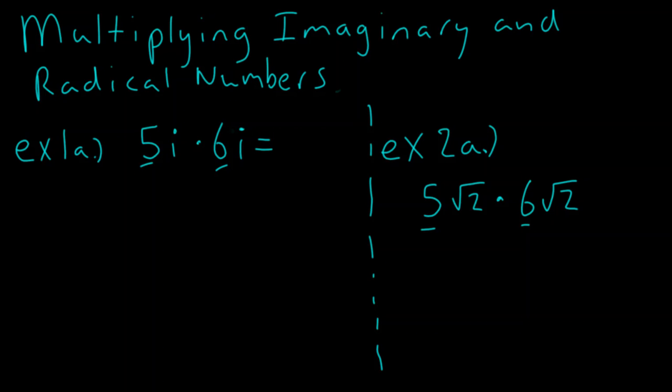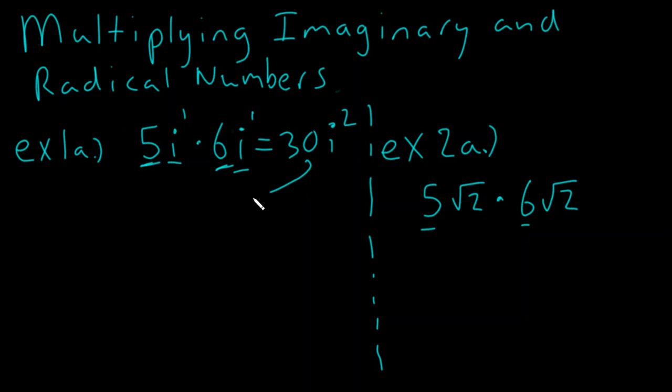And with all things, I want you to really break this down into parts. So for example, what is 5 times 6? Well, that's 30. And what is i times i? Well guys, notice i has an exponent of 1, i has an exponent of 1, and when we multiply these things together, we add their exponents. So i times i becomes i squared, much like x times x becomes x squared.